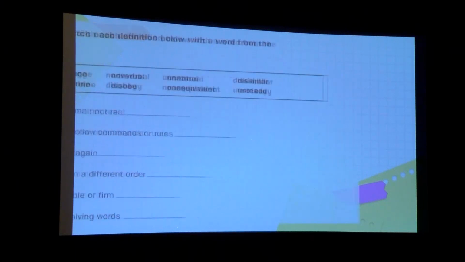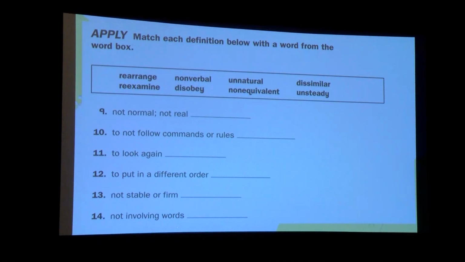And we would continue that till we got to the end of number 6. Now, these words are their vocabulary words for the week. So it says match each definition below with a word from the word box. So instead of them having to look up every word in the dictionary, that gets kind of boring, this is another way for us to introduce the definitions to each child.